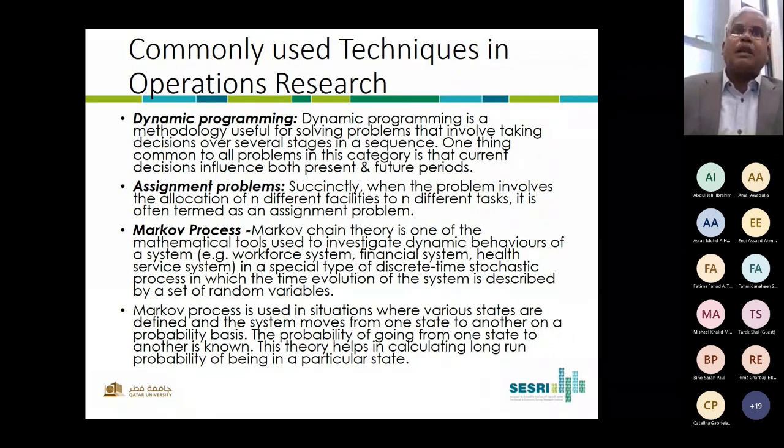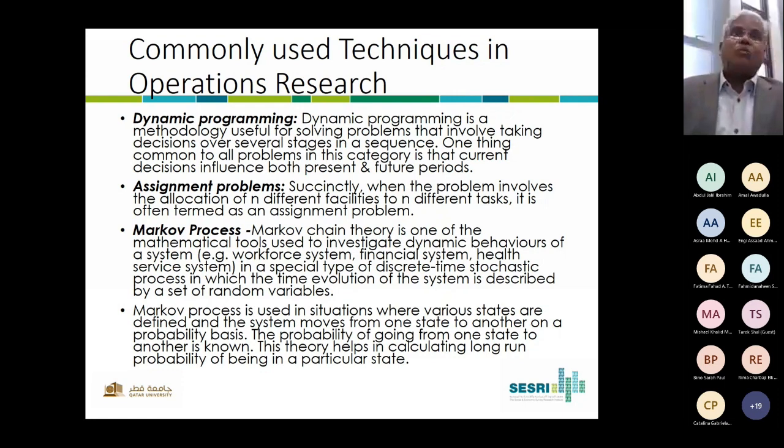When the problem involves the allocation of n different facilities to n different tasks, it is often termed an assignment problem. The next and, I think, most important and widely used method in health policy analysis and health policy modeling is the Markov process or Markov chain theory. It is largely referred to alongside Monte Carlo and Markov chain methodologies, a group of mathematical modeling processes widely used in statistical analysis and also in health metrics and health policy analysis.